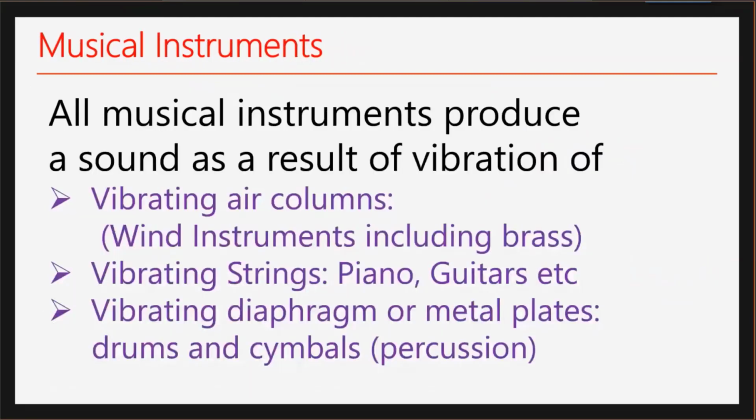So just to mention, every musical instrument produces a sound as a result of some vibration. Now it could be a vibration of an air column, and that would be wind instruments or brass instruments. It could be a vibration of strings, as is the case in piano or guitars, or it could be just the vibration of a diaphragm or a metal plate, so the drums or the cymbals. So the musical instruments actually are classified into three basic categories based on the type of vibration that happens.